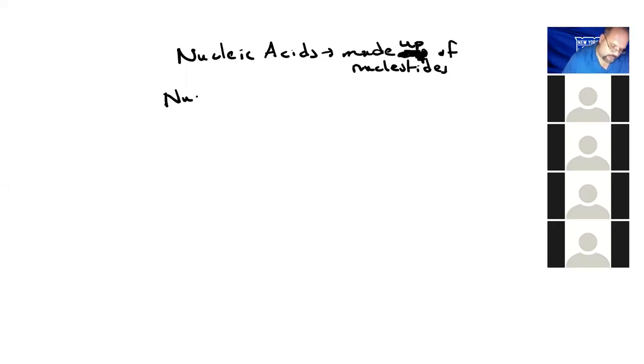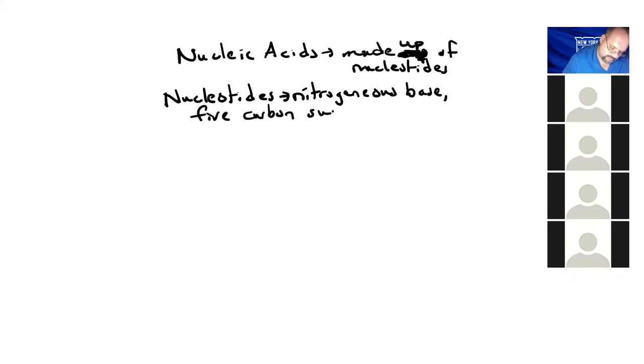And let's start with nucleotides first. Nucleotides essentially have three components. You have a nitrogenous base, you have a 5-carbon sugar, and you have a phosphate group.